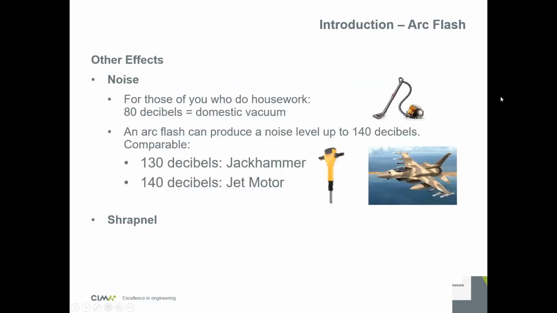Other effects of an arc flash include the noise effects. For those of you who do housework, for example, a domestic vacuum will be 80 decibels, but an arc flash can produce a noise level up to 140 decibels. A jackhammer is about 130 decibels, and a jet motor is around 140 decibels. So it's about the same sound as a jet motor. And there's also the shrapnel, the bits of scrap metal and equipment that can go towards the worker.